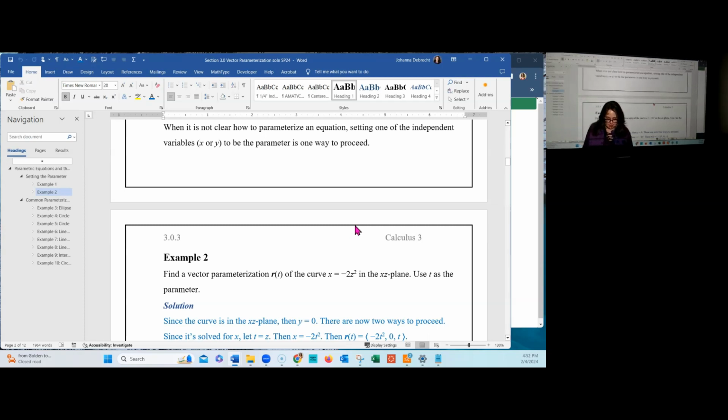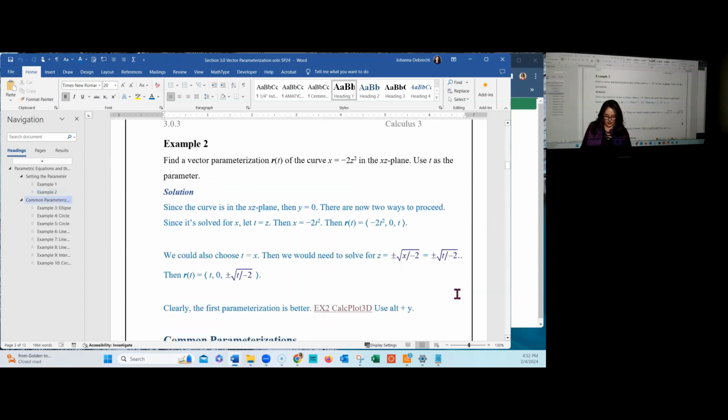Let's now look at the next example where we find a vector parameterization r of t of the curve x equals negative 2z squared, which is going to be in the xz plane. All right, so we're going to use t as the parameter. Now it specifies that it wants the parameterization in the xz plane. The xz plane is the one that is coming out of the board towards you. So it's coming out this way at the value right there where y equals 0.